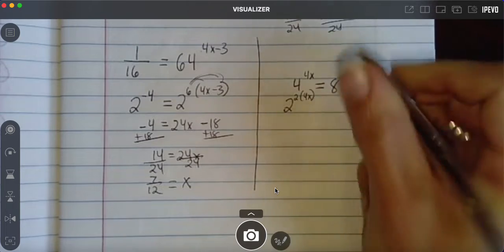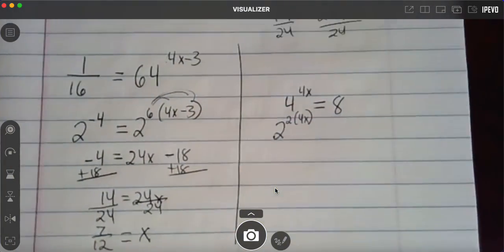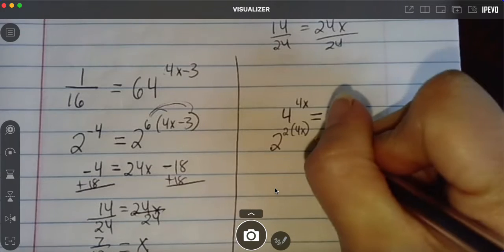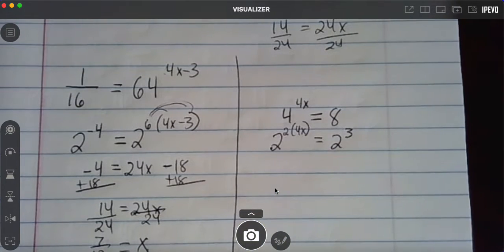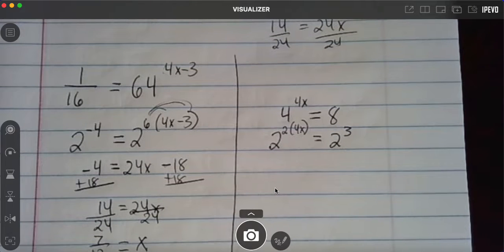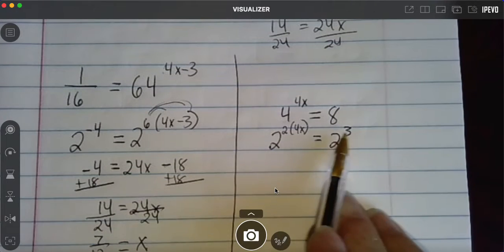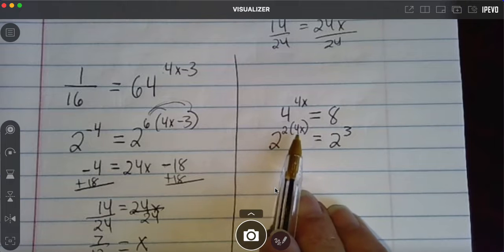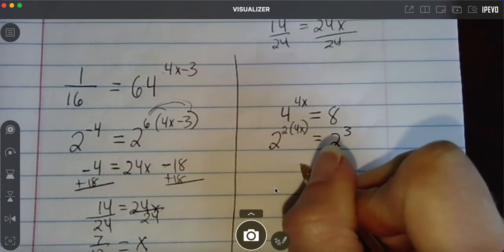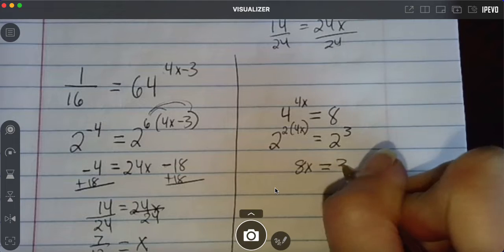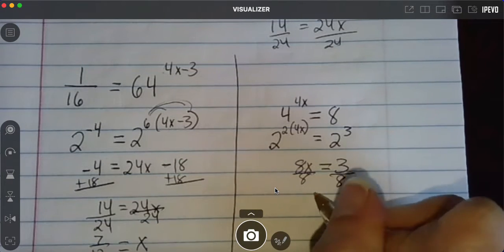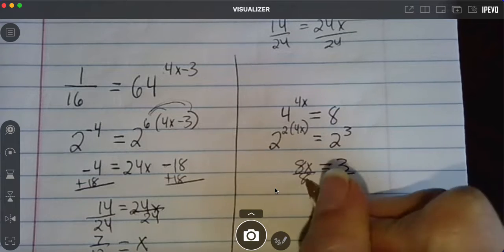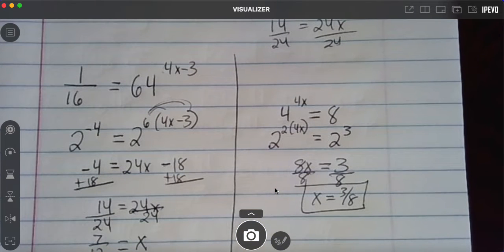But don't forget, we have a 4x here. What's my 8 going to become? 2 to what power? 2 to the third is 8. 2 times 2 times 2. So now I can set these two exponents equal. What's 2 times 4x? 8x equals 3. Then what would I do? Divide by 8. And x is 3/8. That's my answer.